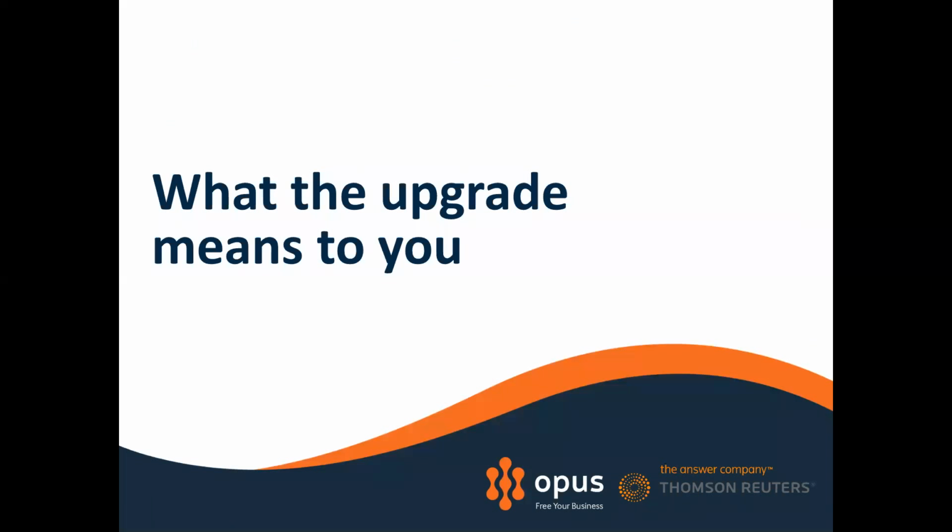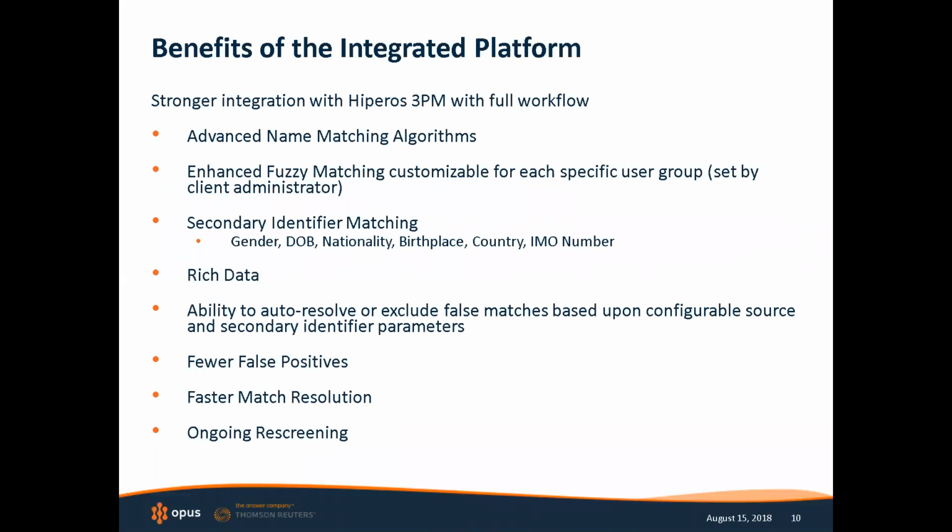So what does this mean to you? I've tried to summarize some benefits from your standpoint, which will hopefully allow you to see how this is going to be better for you. On the Thomson Reuters side, they have a new and improved matching algorithm with some fuzzy matching capabilities. And they enable you to control these settings as the admin user, which they didn't allow before. You had to go to Thomson Reuters and ask them to change these dials for you. You don't have to do that anymore.